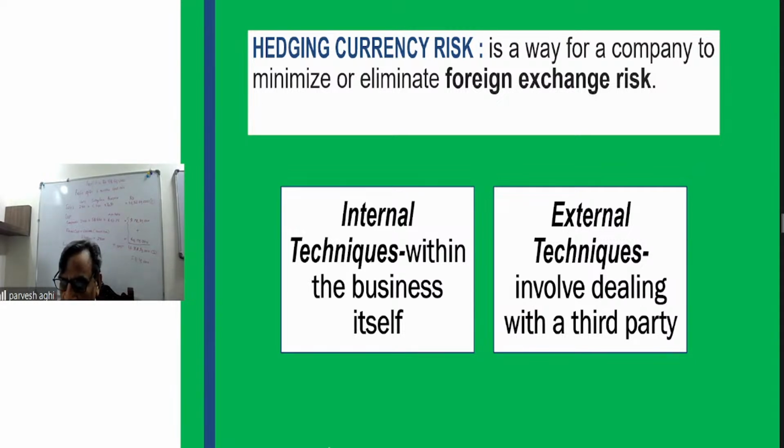There are two techniques through which we do our hedging. One is called the internal techniques, within the business itself, and the second is external techniques, which involve dealing with a third party. So you can manage your currency risk in two ways. First is internal techniques without involving anyone; you can do it through your business strategy itself. And the second one is taking the help of either a stock exchange or a bank to take cover against your exposures, so involving a third party.